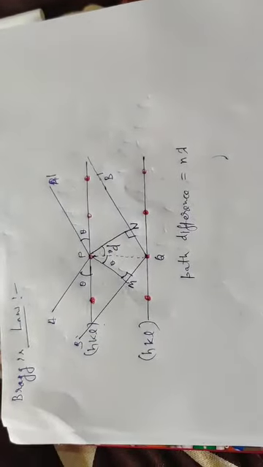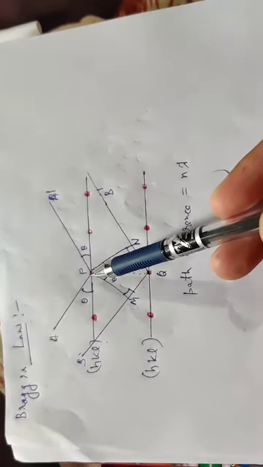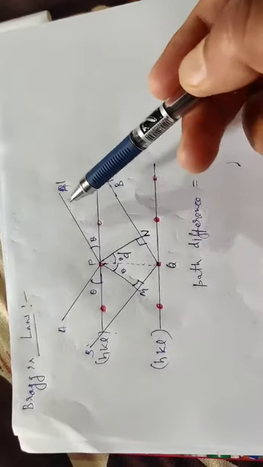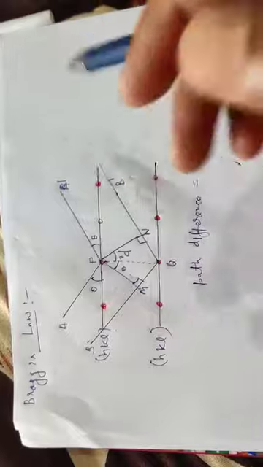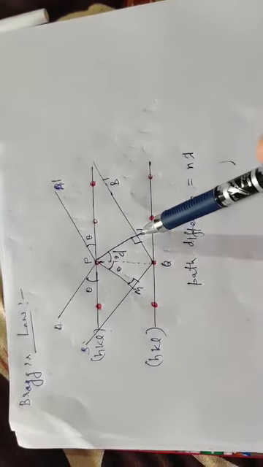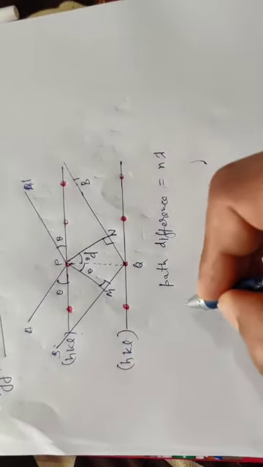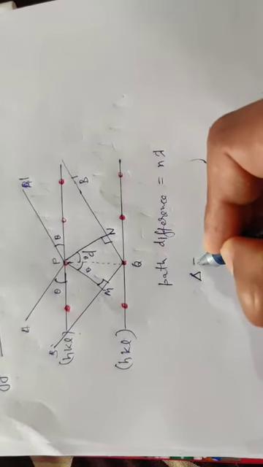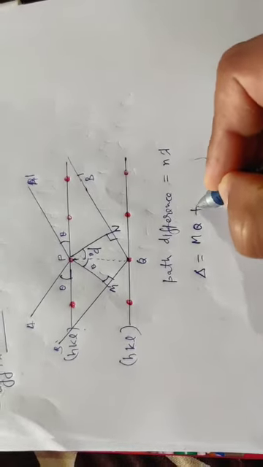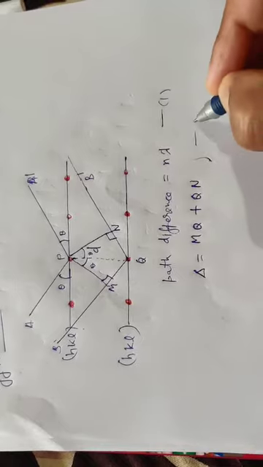Now we have to find the path difference. Since the waves AP and BM are the same, and PA and NB are both the same, what will be the path difference? The path difference, delta, will be MQ plus QN. This is equation number 1, and this is equation number 2.